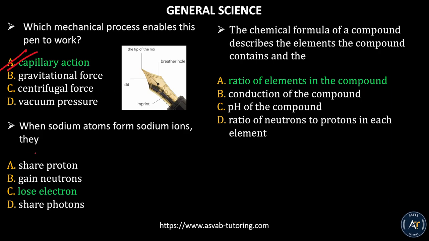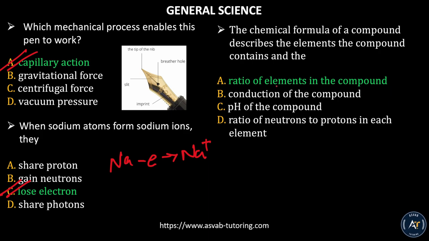Okay. Next question, question number 14. When sodium atoms form a sodium ion, they, option A, share protons. Option B, gain neutrons. Option C, lose electrons. Option D, share protons. Actually, sodium loses an electron, so it becomes sodium plus, right? So that is the correct answer, option C.